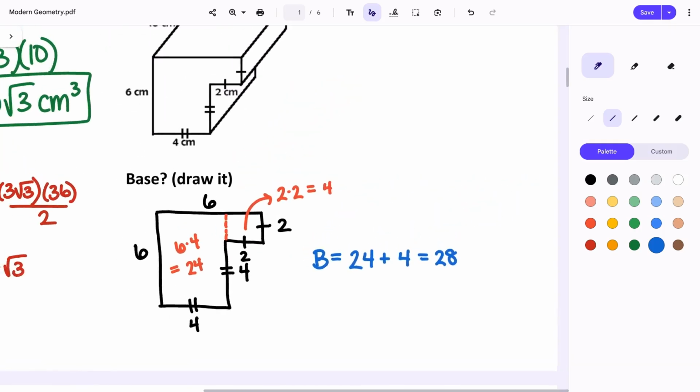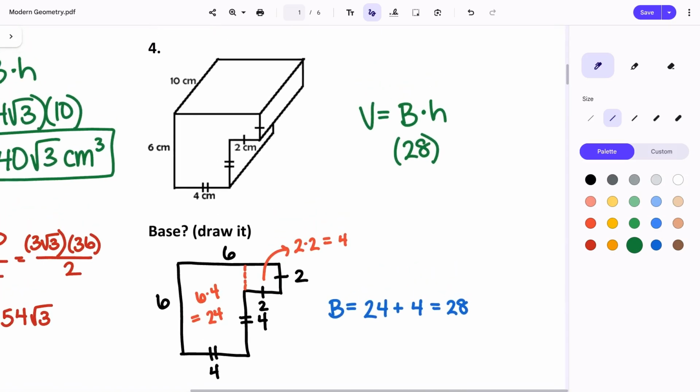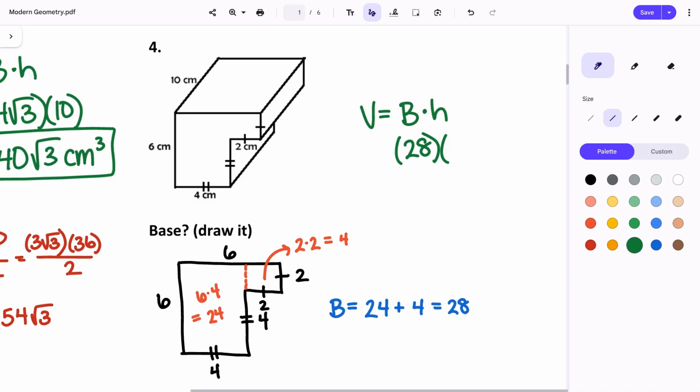Okay, what do I need to do, though, to finish this off? Solve for volume. So I did the hard part. I found the area of the base, which we said was 28. How far apart are the bases? 10. So from the front, if we're saying the front's my base, to the back should be 10. So we're going to take 28 times 10, which is how much? 280. And what's my label? Good, centimeters cubed.